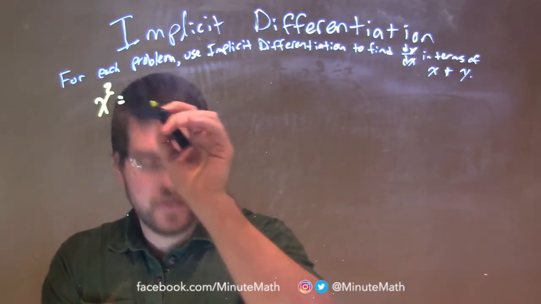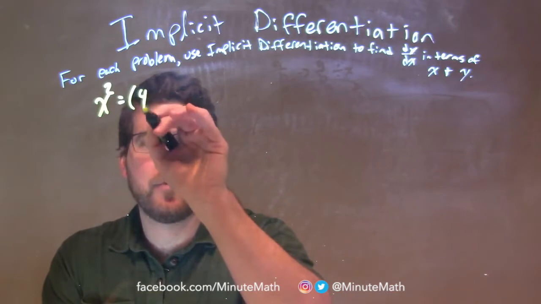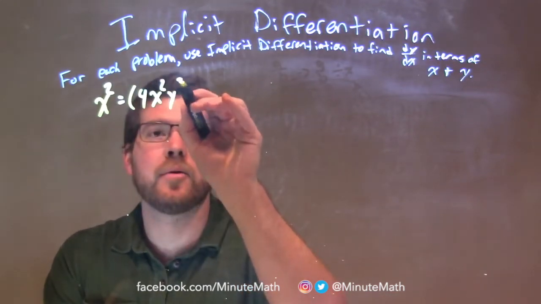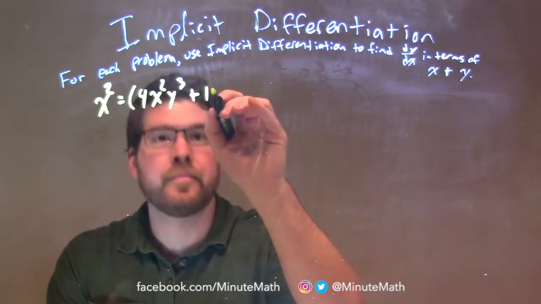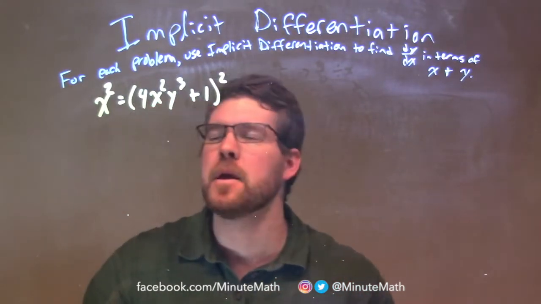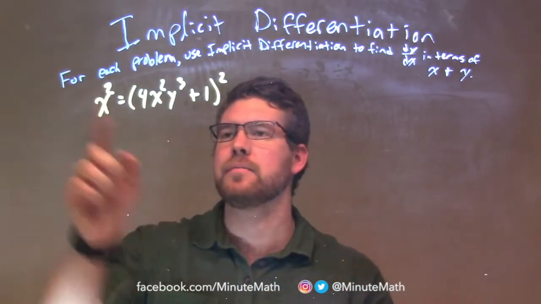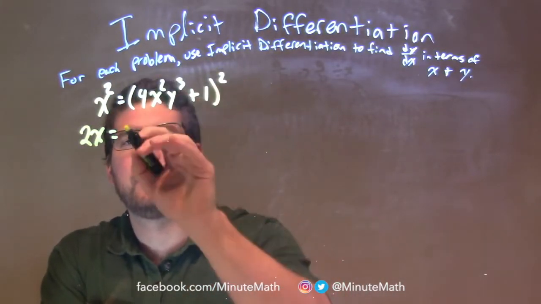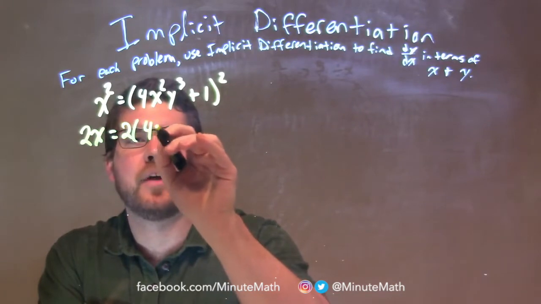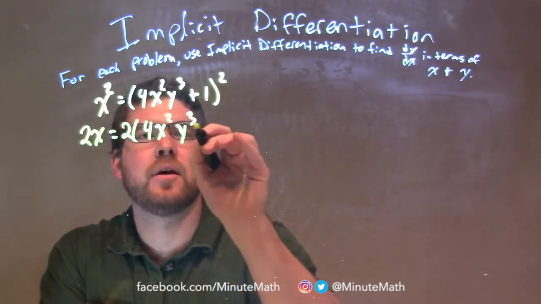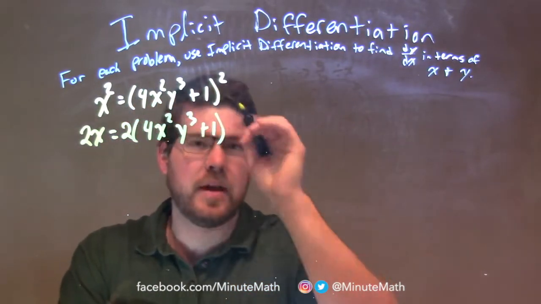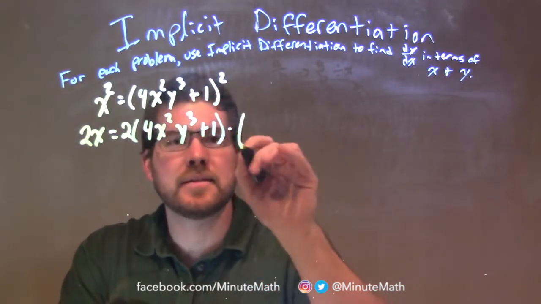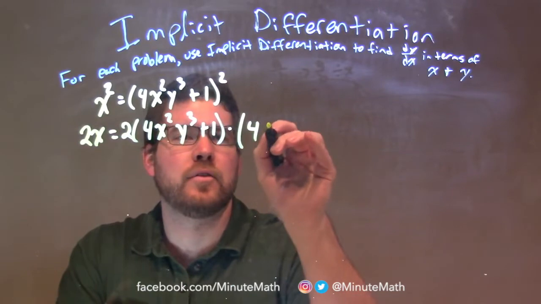X squared is equal to, parentheses 4, x squared y to the third power plus 1 squared. Okay, so from there, you can derive this. Left-hand side is easy, it's 2x. Right-hand side, power rule comes down. We're going to apply the chain rule, keep the inside the same, 4x squared y to the third plus 1. Exponent stays the same. Times now the derivative of the inside. Okay, derivative of the inside, I'm going to kind of pull that 4 out as a coefficient here.